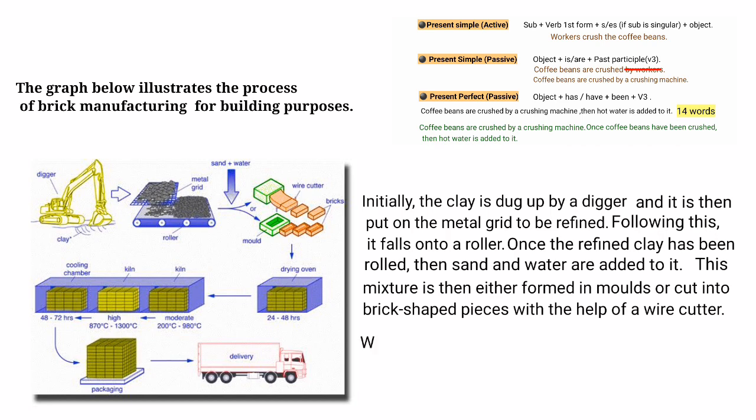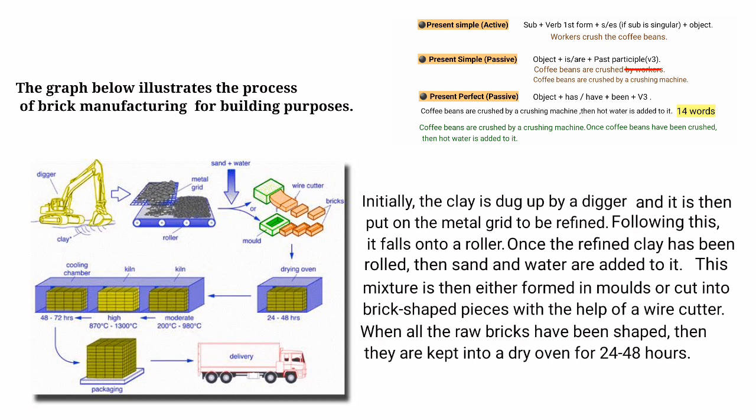Alright, next I would say when all the raw bricks have been shaped, then they are kept in a dry oven for 24 to 48 hours. See, again here we try to increase our word range by using present perfect passive with present simple passive, right? Okay, now the rest of the part we will write in the second body paragraph.